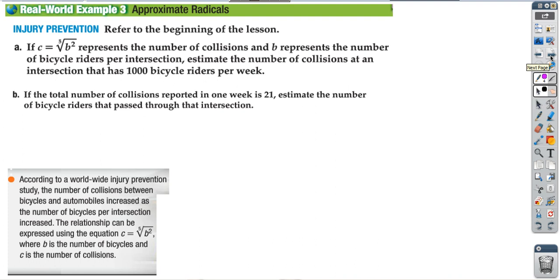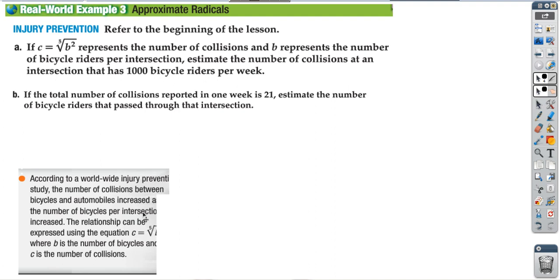Okay. Here's the last problem. This is just a kind of a real-world application type problem. Square roots are used obviously in a lot of everyday scenarios. We'll probably see some more later in this chapter, but they have this equation here.